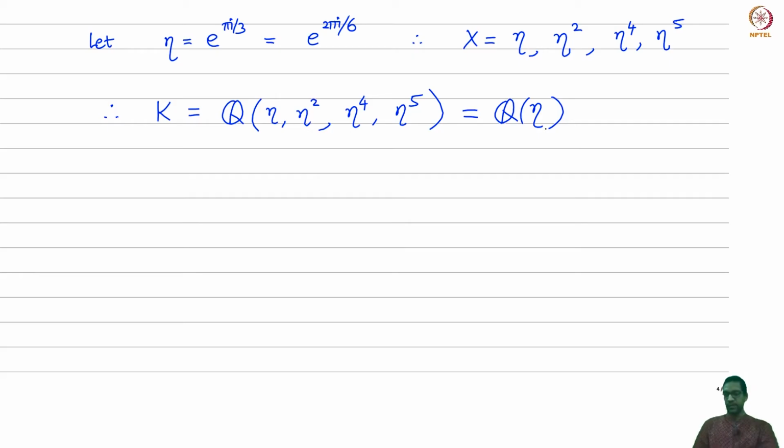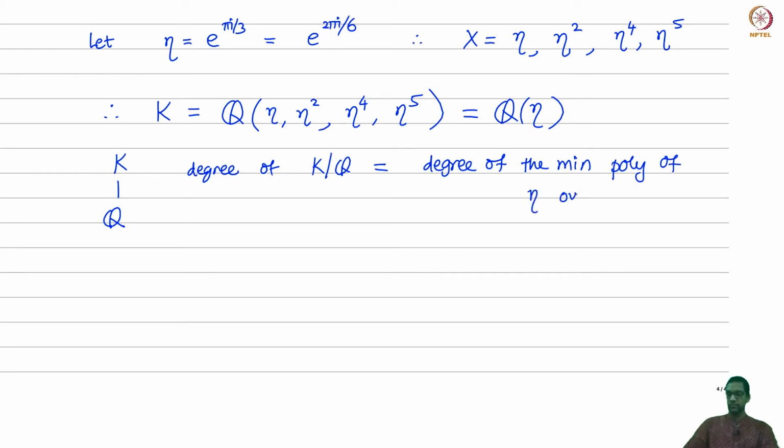Okay, so now the question finally is, we understand what the splitting field looks like. You just take Q and adjoin a single element, just e to the pi i by 3. But the question is, what's the degree of this extension? In other words, K over Q, the degree of this extension is nothing but the degree of the minimal polynomial that eta satisfies over the rational numbers. So let's see, what is this minimal polynomial that eta satisfies?